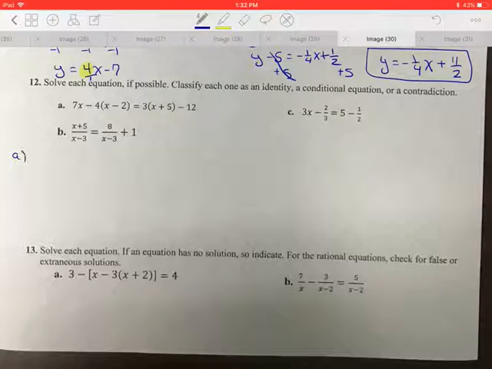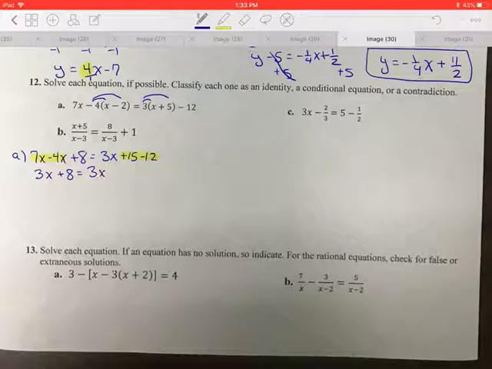For A, I want to start by getting rid of my parentheses, so I do that by distributing. So that'll be 7x minus 4x plus 8 equals 3x plus 15 minus 12. Now when I am solving linear equations, once I get to here, before I start moving things, I want to look for similar terms on the same side. If they're on the same side, I just combine like terms, so that will become 3x plus 8, and this will become 3x plus 3.